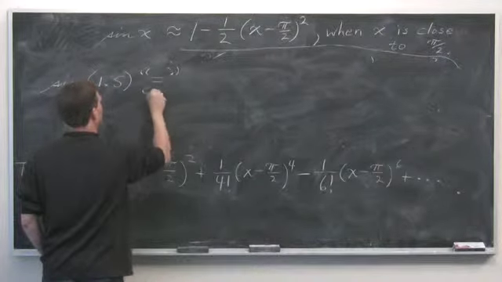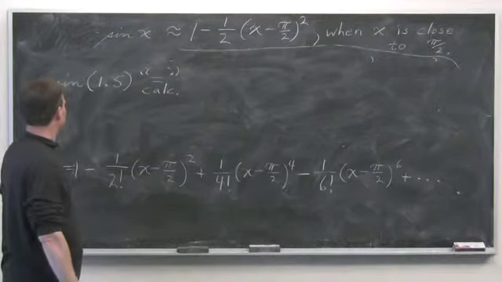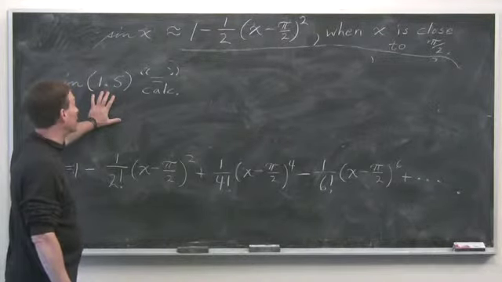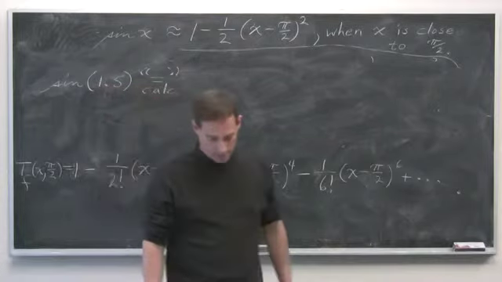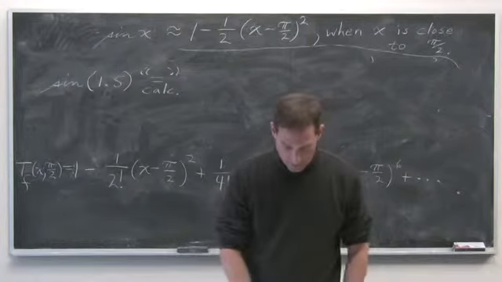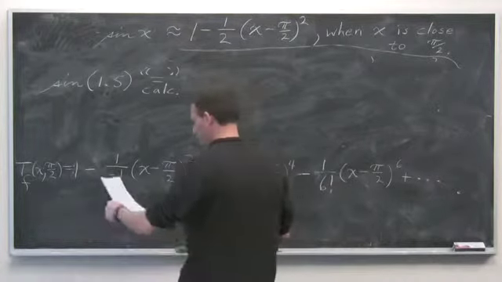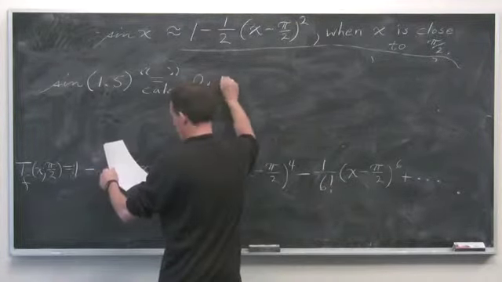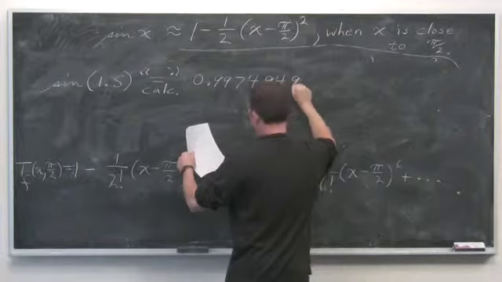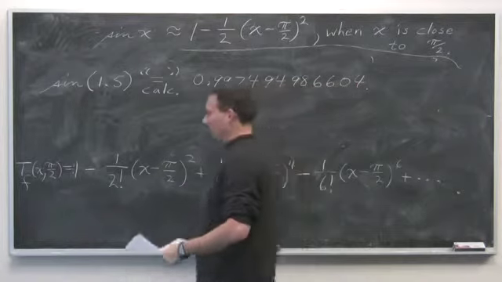This will be equals from the calculator. I just mean equals to the display of my calculator. You need to make sure your calculator is in radians, otherwise this won't be close to correct. I plugged this into my calculator, and it told me that sine of 1.5 is, to the full display of the calculator, 0.9974994986604. Aha, yes, you probably could have guessed that.